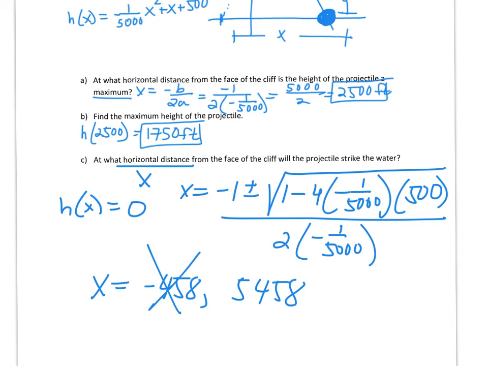Now, obviously the negative's no good, right? But that kind of corresponds to the graph. If you look back up here at the graph, that negative 458 is this guy right here. Which again, if we're talking about distances, we don't want any negatives. So we're going to go with only this positive value.